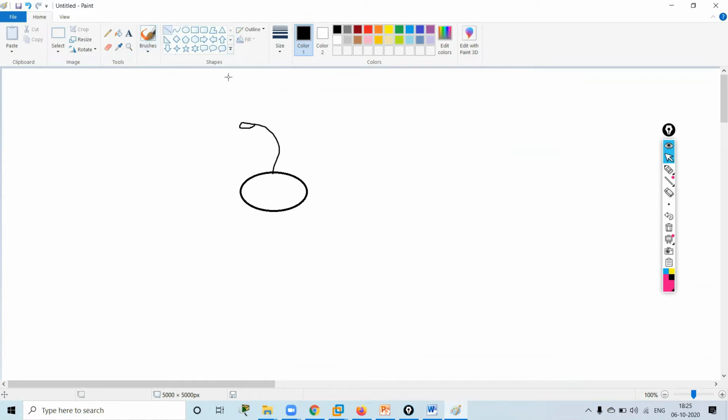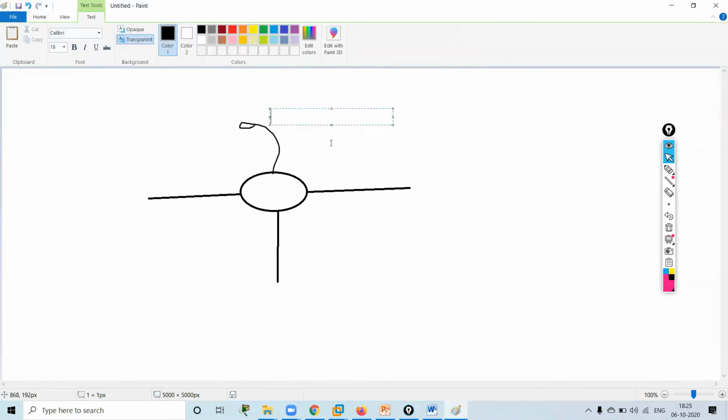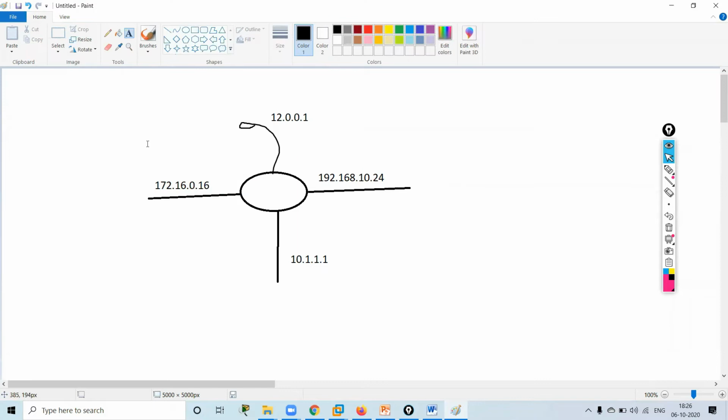suppose these are the interfaces of the router. The straight lines are physical interfaces, and the one above is a loopback interface. Suppose I am having an IP address 12.0.0.1 over here, over here 192.168.10.24, here suppose 10.1.1.1, and here 172.16.0.16. Okay, so these are the IP addresses that are there on the router.